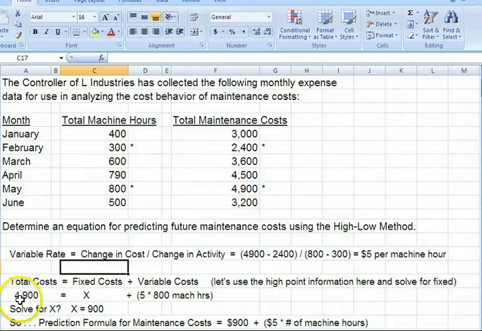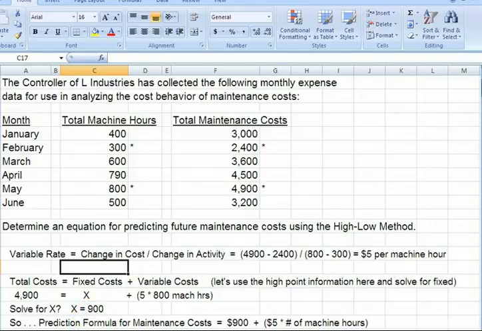So the total cost of the high level activity is $4,900. The fixed cost is X because I don't know what that is. And the variable cost would be this $5 per machine hour rate that I just calculated up here times the number of machine hours I incurred in the high month of activity, 800. So if you solve for X, you're going to get 900. 4,900 is X plus 4,000, so X must be 900.